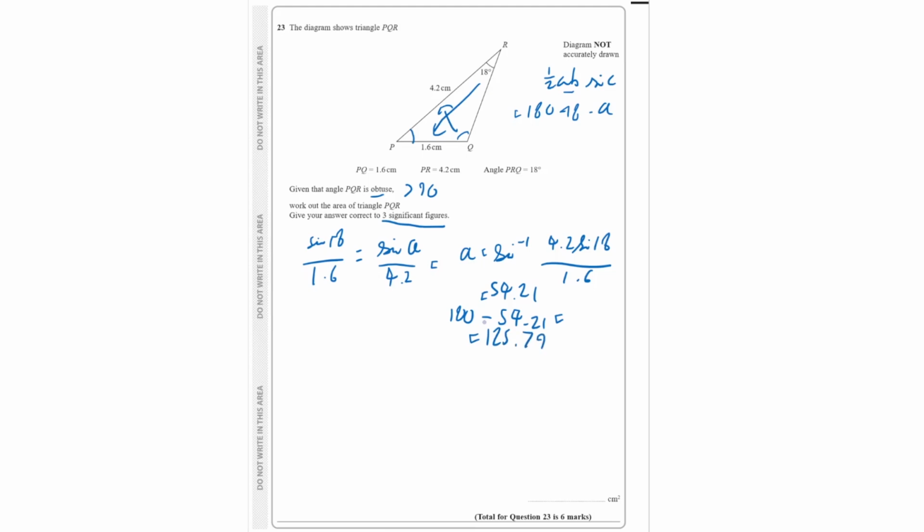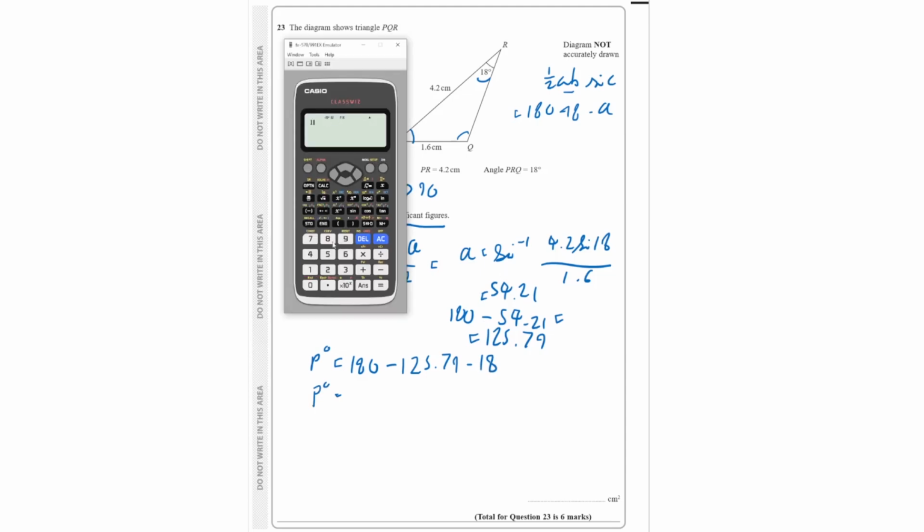In the beginning, I said 180 minus angle PQR and angle R should give us angle P. So we need to do that. Angle P, we can write, is 180 minus 125.79 minus angle R, which is 18. So therefore, angle P is equal to 180 minus our answer minus 18 degrees, which is 36.21.